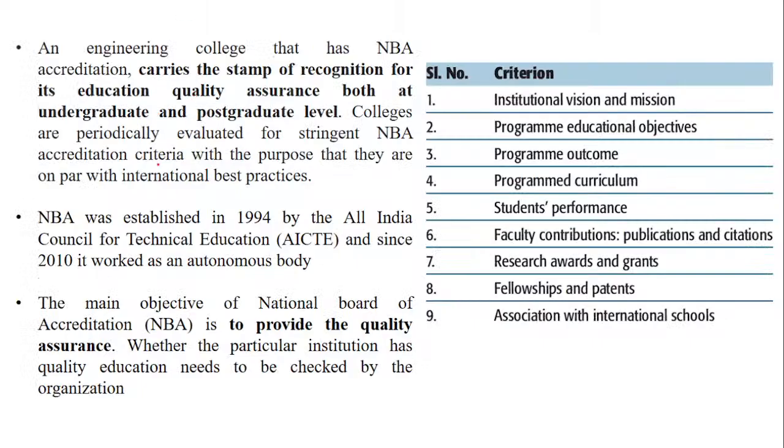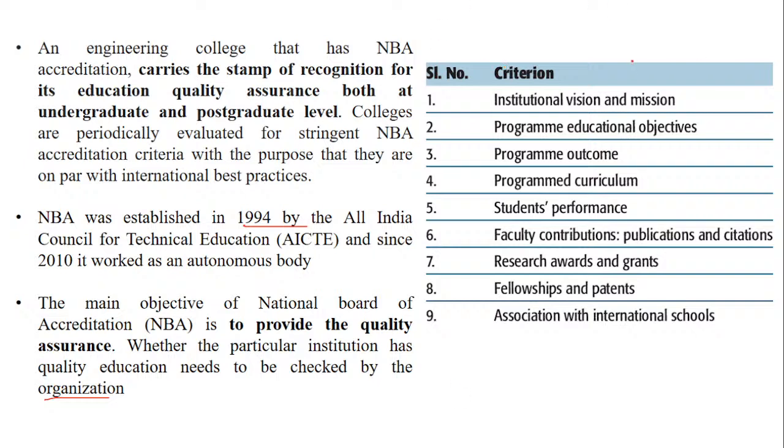So NBA: an engineering college that has NBA accreditation carries the stamp of recognition for its educational quality, both at graduate as well as postgraduate level. Colleges are periodically evaluated for NBA criteria so that they are on par with the best practices. NBA was established in 1994 by AICTE, and since 2000 it has been working as an autonomous body. The main objective is to provide quality assurance, to check whether the institution has quality education, and that has to be checked by the organization.